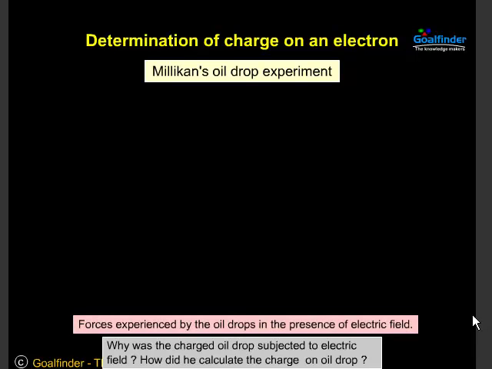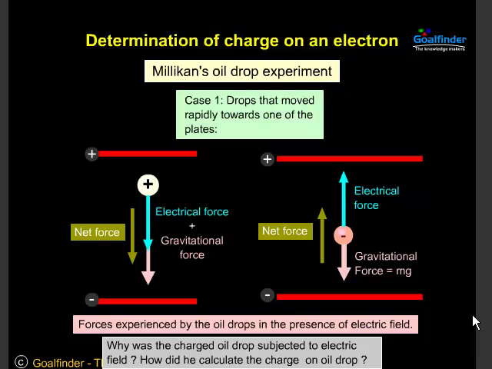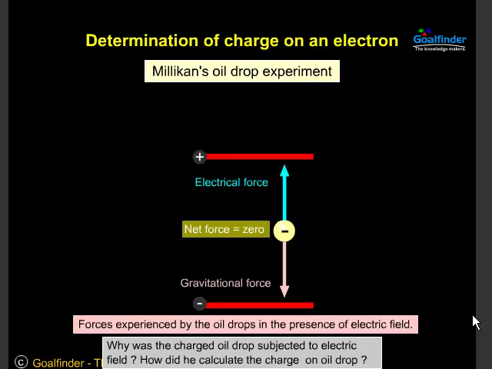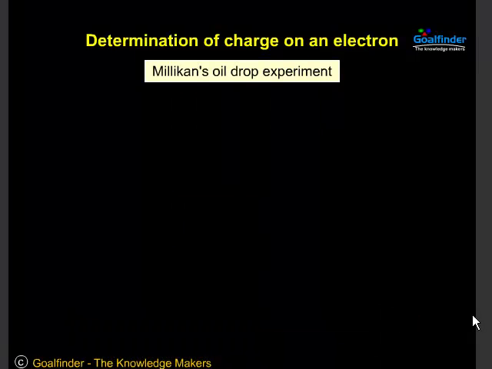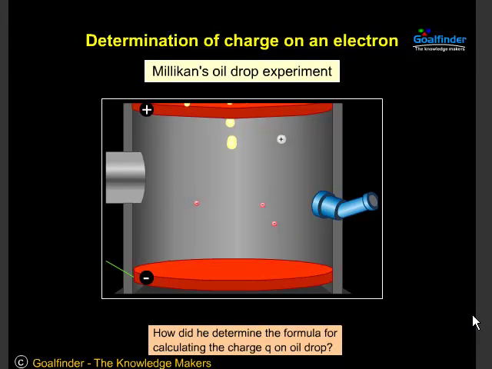So it goes on in the book's problem: when suspended, the upward force QE, the electric force, just equaled mg, the downward gravitational force. Millikan accurately measured the charges on many oil drops and found the values to be whole number multiples of 1.6 times 10 to the negative 19 coulombs, the charge of the electron.